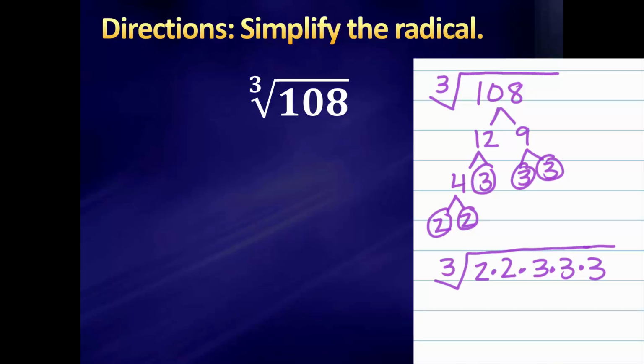Now, this index number tells me what groups I'm looking for. And when the number changes to 3, an index of 3, I'm looking for groups of 3. So I only have one set of 3 numbers that are the same, and they happen to be 3s. So when I pull them out, the rule still holds. I only get to pull out one of them. So only one of those 3s is going to come outside. So I've got 3. Don't forget your cube root, and what's still inside? Well, those 3s are gone. 2 times 2 is left, so it's 3 times the cube root of 4. And now I have simplified my answer.